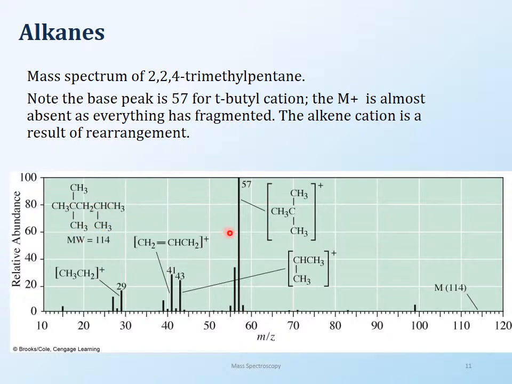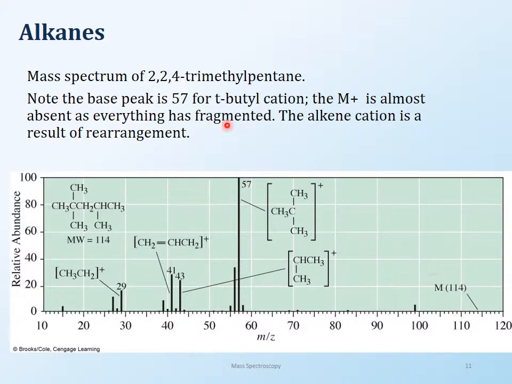So this one really will give you a 57 peak because this molecule will fragment directly into half to give a very stable carbocation, a tertiary carbocation. So this is pretty stable. So 57 is your base peak. Here is our total peak, which is 114.